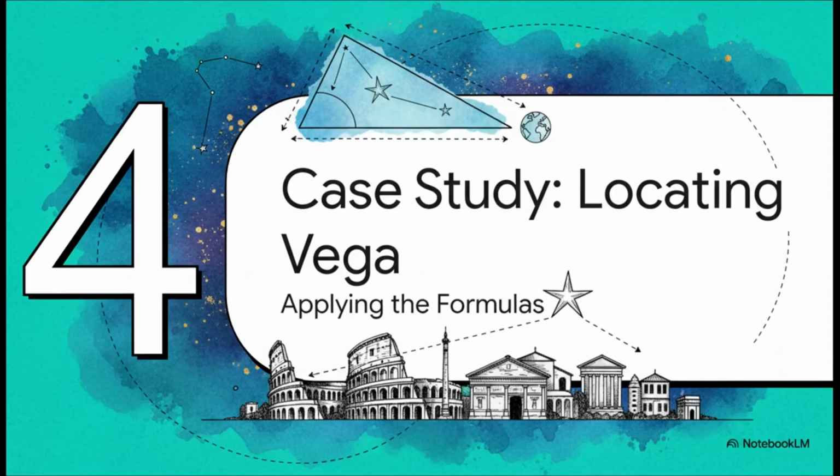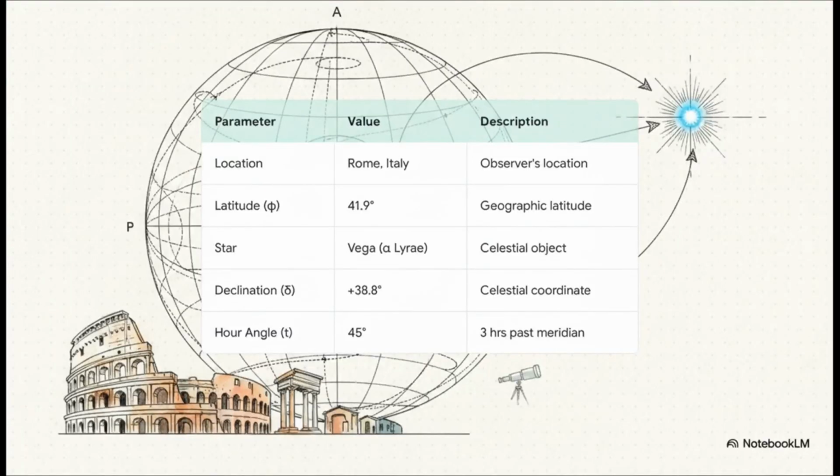We're going to take on a very concrete problem, finding the exact position of the bright star Vega, as it would be seen from Rome at a particular moment in time. So here's our data. Our observer is in Rome, at a latitude of 41.9 degrees north. The star is Vega, whose declination is a known quantity, plus 38.8 degrees. And let's just say, for this problem, its hour angle is 45 degrees. That just means it's been 3 hours since Vega was at its highest point in the sky. Our job is to use this information to calculate its altitude and its azimuth.